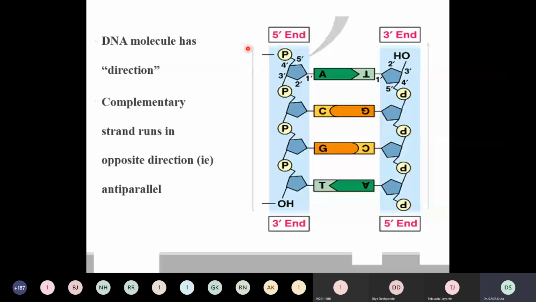So this chain grows from 5 prime end to the 3 prime end. Now when you see this, the 3-hydroxyl end is here. So any nucleotide will be added here. So the chain will grow from 5 prime to 3 prime. So this is how the chain grows.